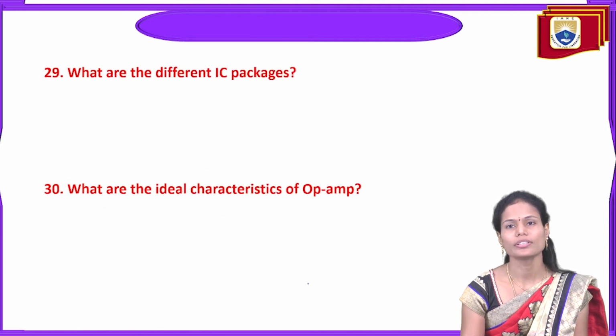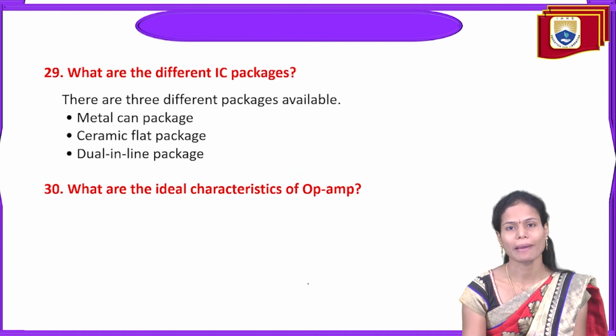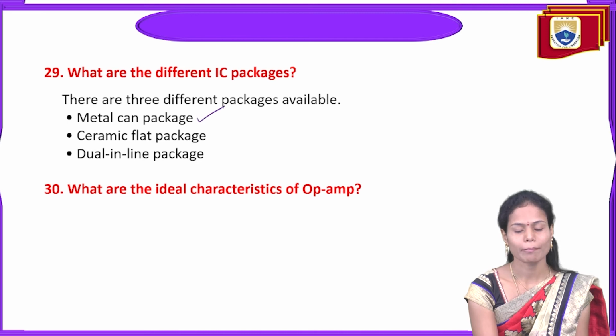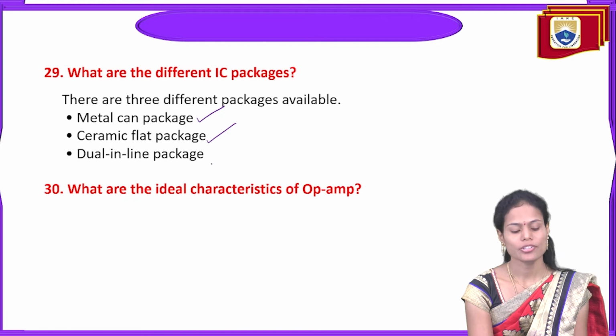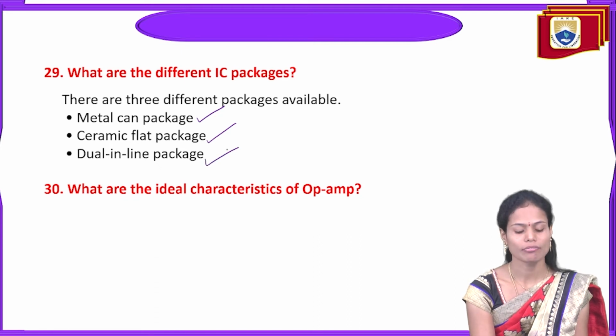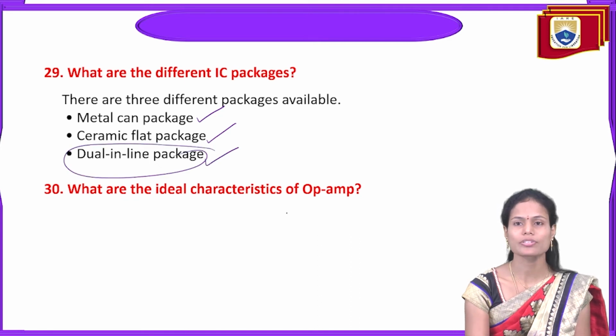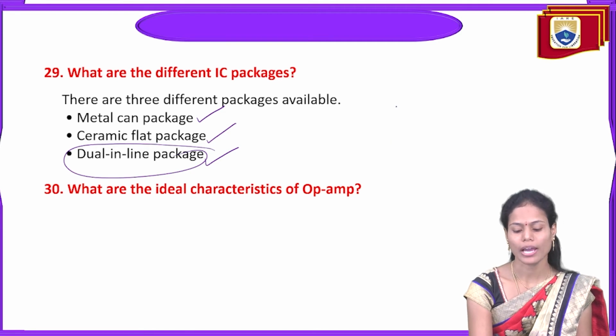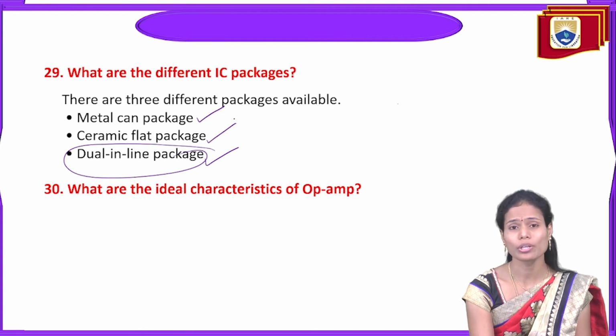And next, what are the different IC packages? So here we have 3 different IC packages. Those are the metal can package, designed with metals, the ceramic flat package, and the dual inline package. But nowadays we are utilizing the dual inline package, and our 741 operational amplifier is available in all 3 packages. But in most of the applications, we are utilizing only the dual inline package.